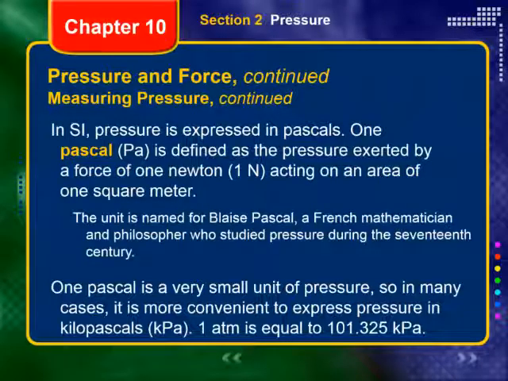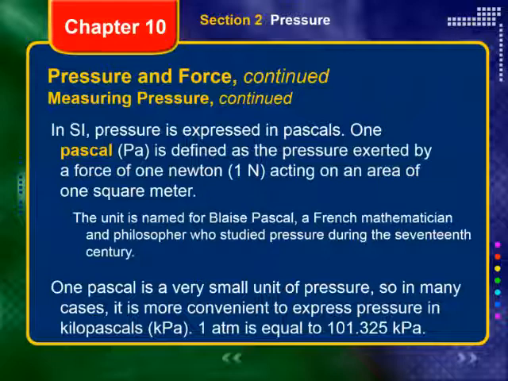In the SI system, the pressure is expressed in pascals. Pascal is the name of another person. Again, big honor. Remember their name with a lowercase letter. 1 Pascal, which is abbreviated capital P lowercase a, is defined as the pressure exerted by a force of 1 Newton, remember, Newton is a unit of force, acting on an area of 1 square meter. 1 Newton over 1 square meter. That's the pressure of 1 Pascal.